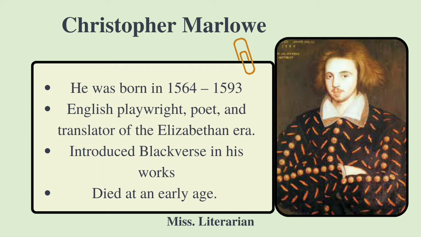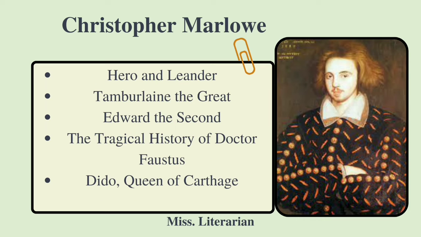Marlowe is known for his introduction of blank verse in his works. His most famous works are The Jew of Malta, that was performed in 1592, and Doctor Faustus. His other notable works include Hero and Leander, Tamburlaine the Great, Edward II, The Tragical History of Doctor Faustus, Dido, Queen of Carthage. Altogether, he has written 6 dramas by collaborating with other writers.